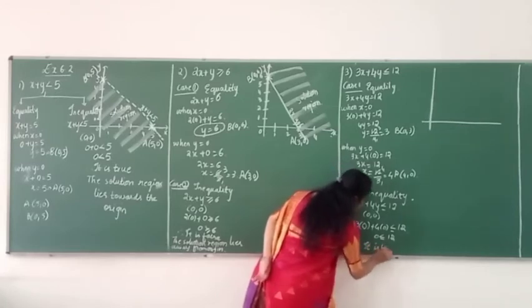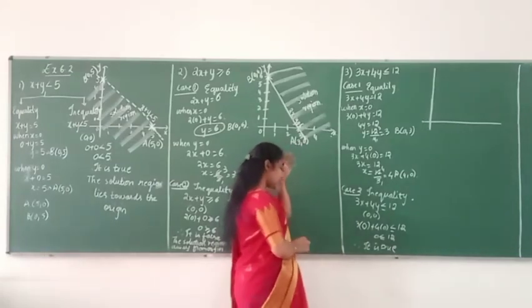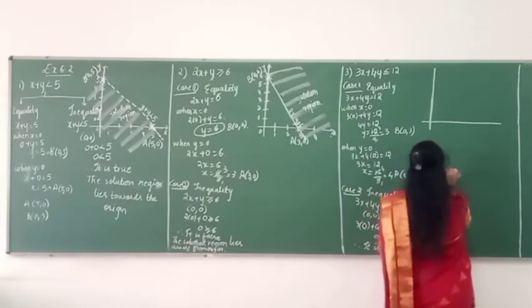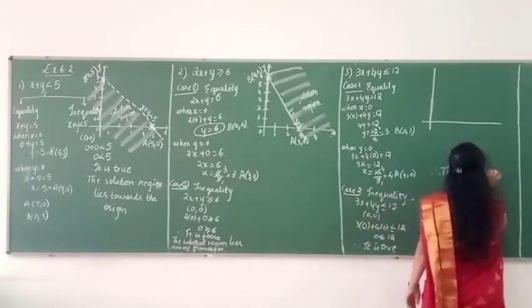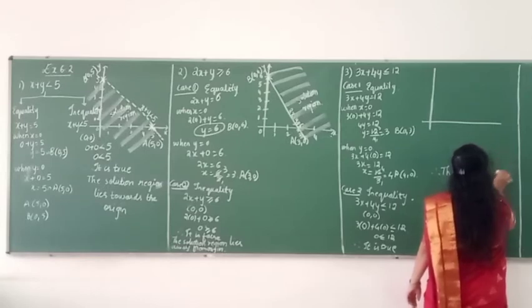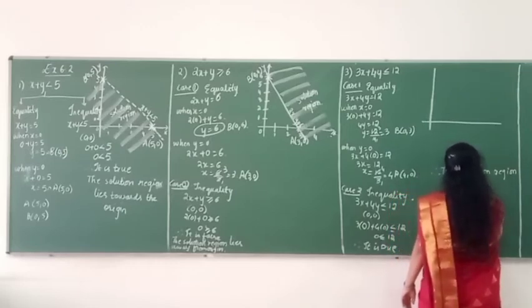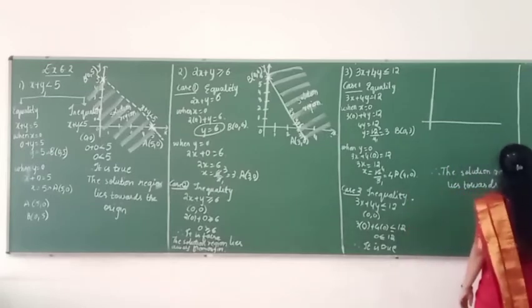It is true means what? It satisfies the inequality. So can I tell 0 is less than 12? Obviously I can tell. So here what I am writing? The solution region lies towards the origin.